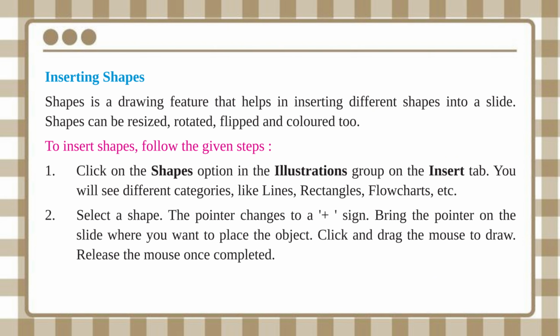2. Select a shape. The pointer changes to a plus sign. Bring the pointer on the slide where you want to place the object. Click and drag the mouse to draw. Release the mouse once completed.